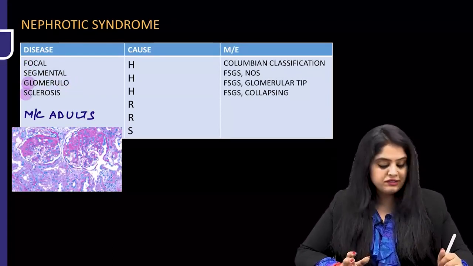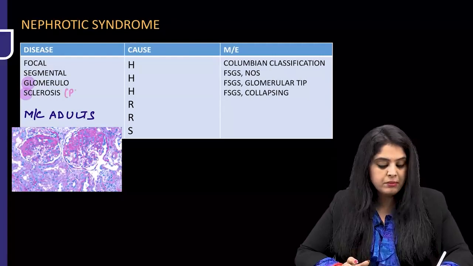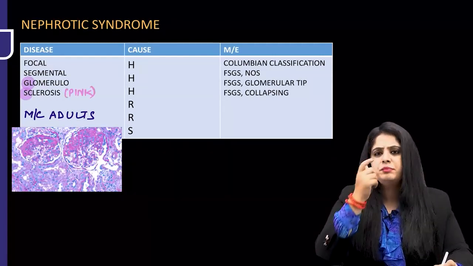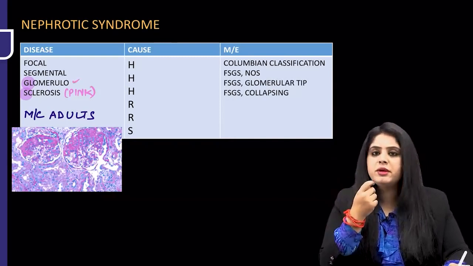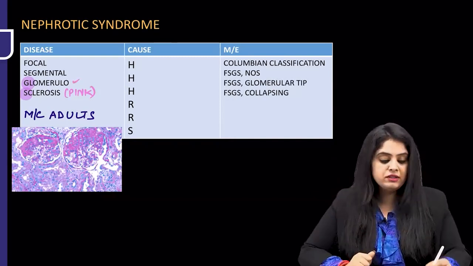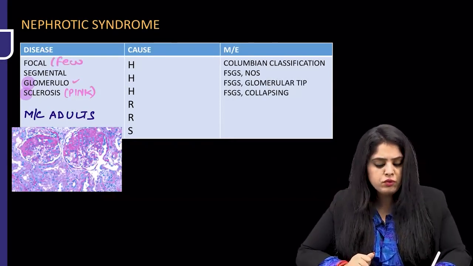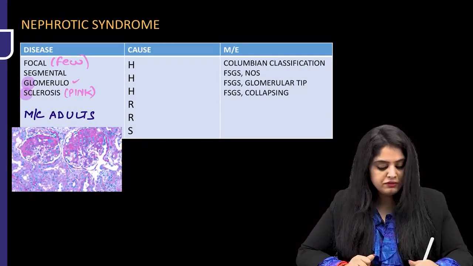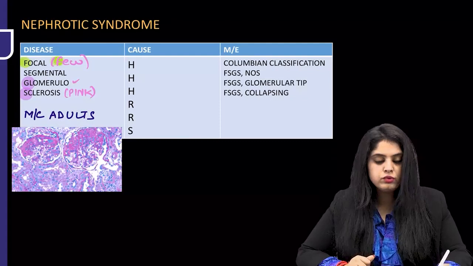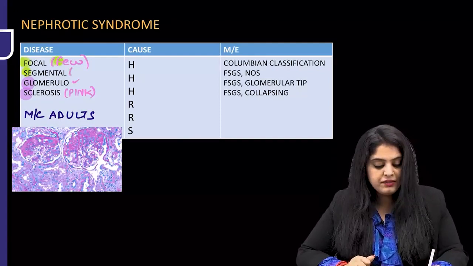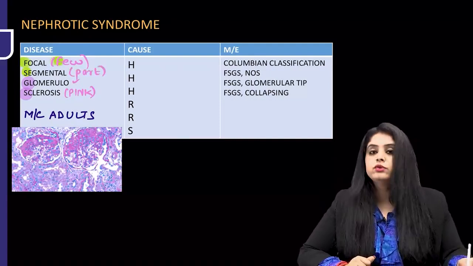When I say sclerosis, sclerosis is going to be some pink material. So you will say, where is this pink material seen? I'll say it is seen in glomerulus. You will say, how many glomerulus? I'll say kuch mein, few of them. Focal basically means that few of them are going to show you these sclerosis. Segmental basically means that a part of them are going to show you the sclerosis.